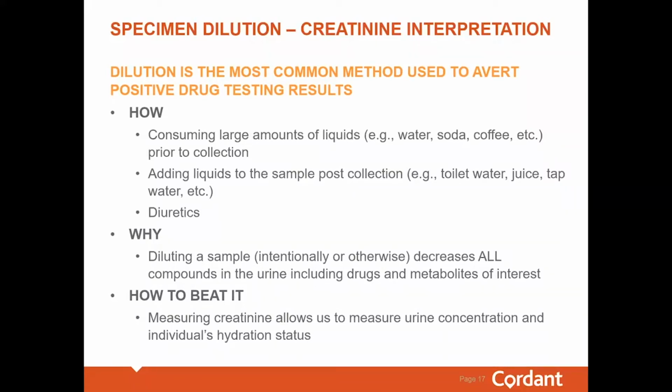By adding liquids to the sample post-collection, like toilet water, juice, tap water, or even by taking diuretics, which can help to dump excess liquid from the body. Why is this done? Because diluting a sample, intentionally or otherwise, decreases all compounds in the urine, including drugs and metabolites of interest. So how do we beat it? By measuring creatinine concentration, we can measure urine concentration and understand an individual's hydration status.